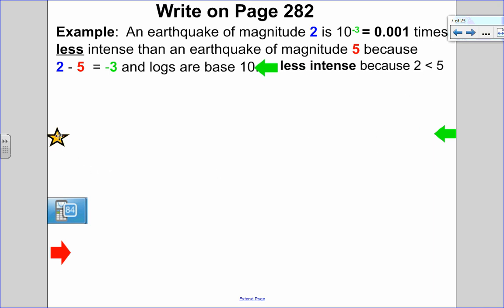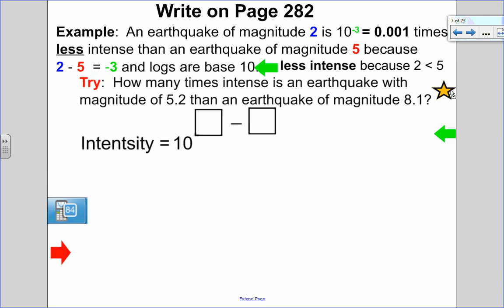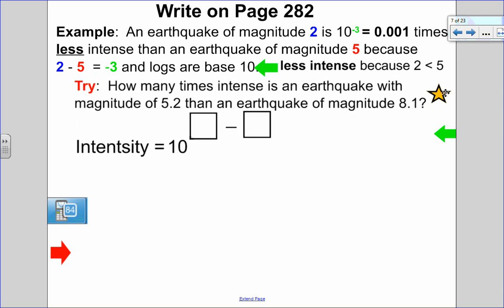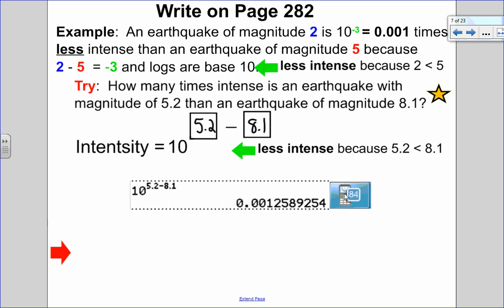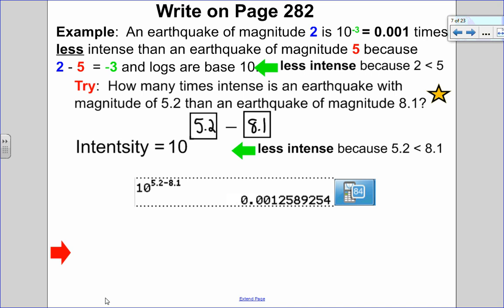So let's use this idea to do this question here. How many times as intense is an earthquake measuring 5.2 compared to an earthquake measuring 8.1? So I know that it is less intense because 5.2 is smaller than 8.1. So how many times less intense? I would just do 10 to the 5.2 take away 8.1 to find out how many times less intense that is. And there you can see is my answer.